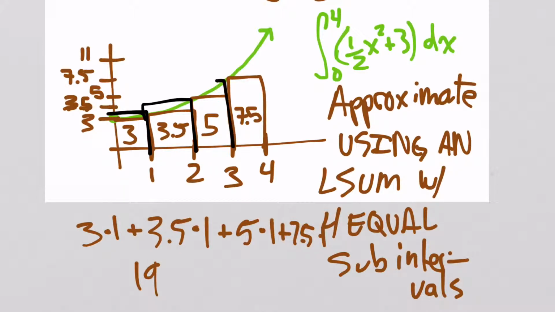Now, if I had chosen to do a different approximation, maybe an R sum, like that. Notice that looks to be significantly more area. And whether it's more area or less area depends on the concavity of the graph.